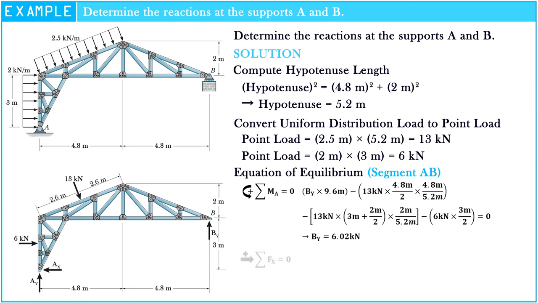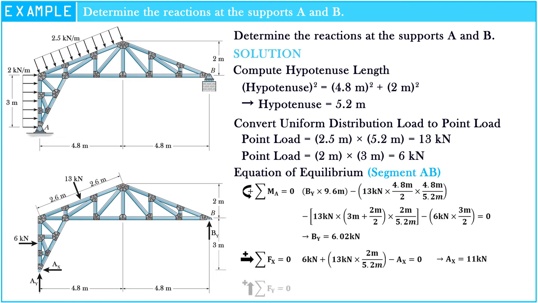The sum of forces along the x-axis is equal to zero. So, 6 kilonewtons plus 13 kilonewtons multiplied by 2 meters over 5.2 meters, minus Ax is equal to zero. Hence, Ax is equal to 11 kilonewtons.